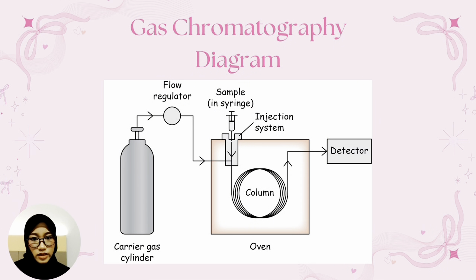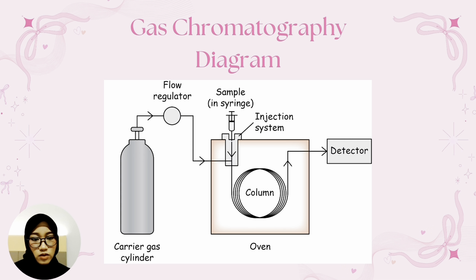So next, this is a gas chromatography diagram. This diagram shows the working process of gas chromatography. The sample is first injected into the injector, where it is vaporized before entering the column. The carrier gas then moves the sample through the column as the mobile phase.